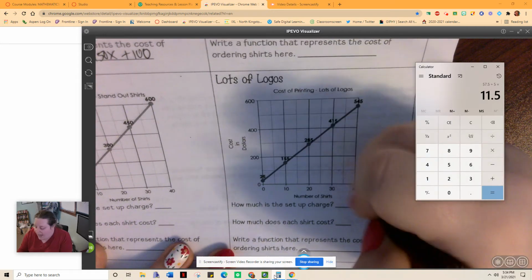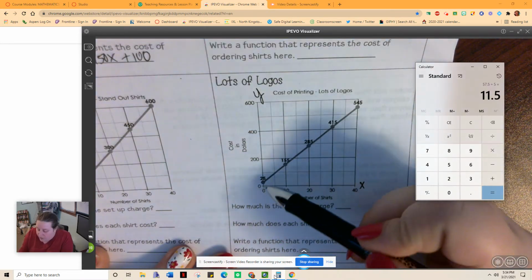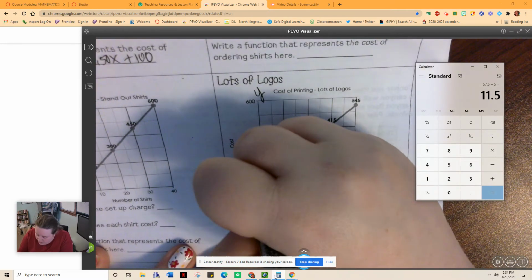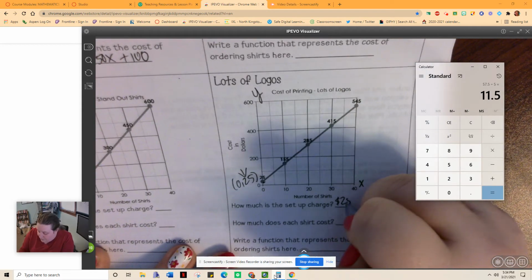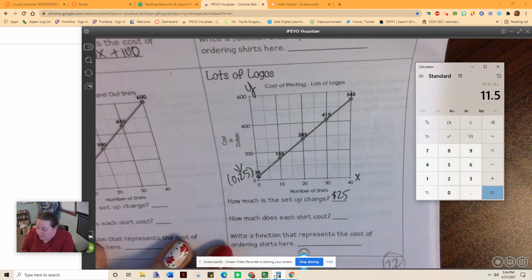So on a graph, that's on the y-axis. This is your x, your horizontal; y is your vertical. So it's at 0.25. That's the y-intercept. So the y value is our setup charge. So $25 for setup. So once again, that's probably for materials and just getting started.